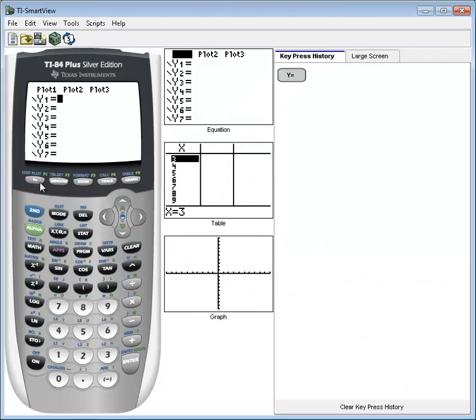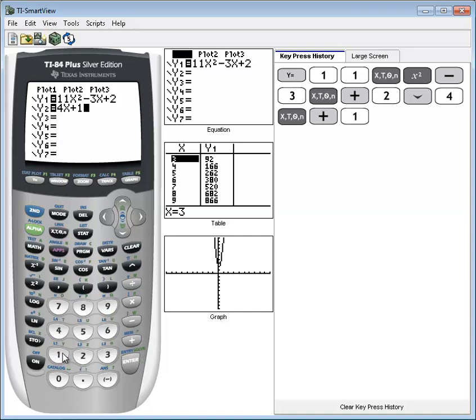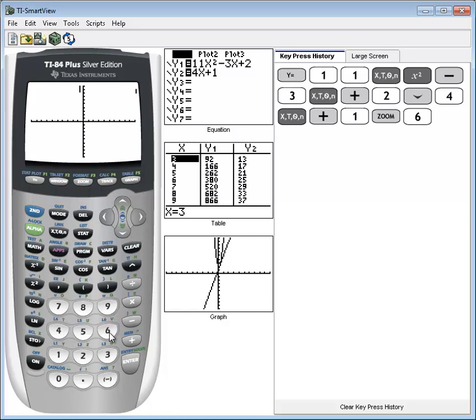Okay. So we've got 11x squared minus 3x plus 2. That's y1. And y2 is 4x plus 1. So let's take a look at what they look like in graph. I'm going to go zoom and 6 for standard. And there's our system. We've got the quadratic, right, and the linear side.